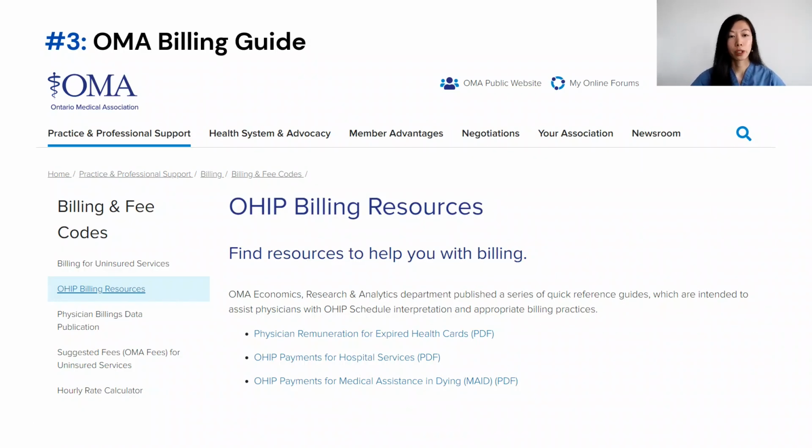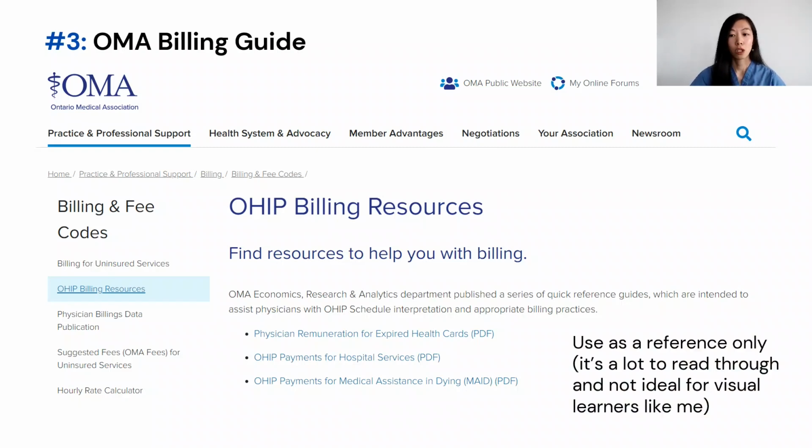The third resource is the OMA billing guide. They have several PDF documents on specific types of billing and when to bill certain codes. I think this is a pretty good resource, but I would use it in the same way as the previous resource, the schedule of benefits, just because it's a ton of information to read through. And if you're a visual learner like me, it's not necessarily ideal because it's just so much text to read. So it's good just as a reference if you're not sure about something.